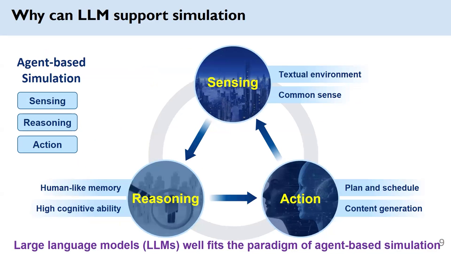To have a quick summary, we think agent-based simulation requires the agent to perceive and sense the environment to obtain its context, including the textual environment and common sense about the environment. Then the agent can do some reasoning with human-like memory and high cognitive ability close to a human, and finally take actions to plan a schedule, generate content, or generate any kind of behaviors. So LLMs fit the paradigm of agent-based modeling and simulation.